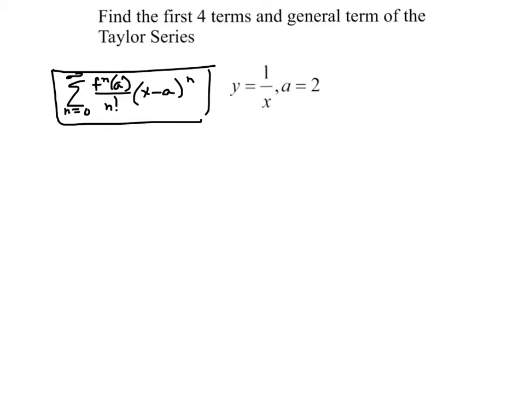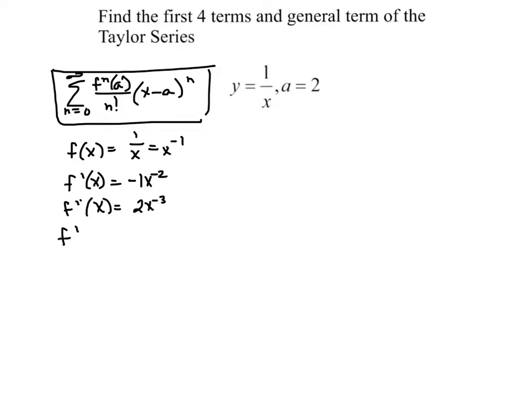So the function is 1 over x. Maybe easier to write it as x to the negative first. The derivative would be negative 1, x to the negative second. Second derivative, 2x to the negative third. Third derivative. Now, I was asked for 4 terms. This should do it, right? I have 4 down. Nothing's going to cancel out and be 0. So this should do it.